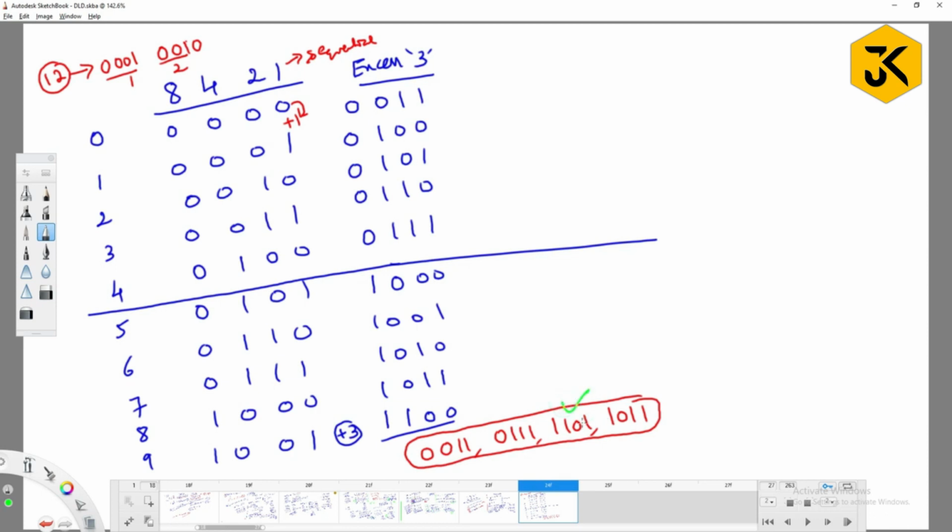1101, because in Excess-3 code system, what number is not possible? 13 is not possible. Up to 12 only it is possible. So this is the correct answer, right? And one more thing, can I call this a sequential system? Yes or no? If you add +1 to the existing number, you generate the next number. So I can call it a sequential system, and one more important thing, a self-complementary system.